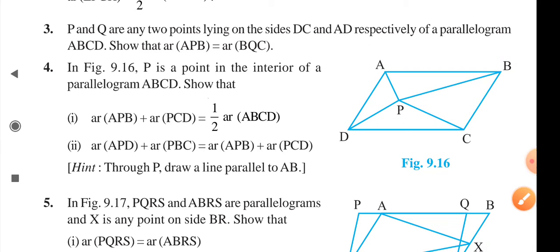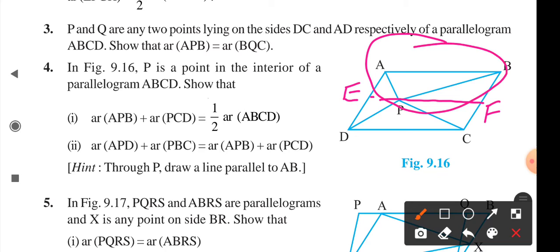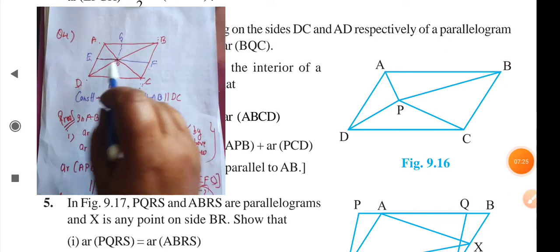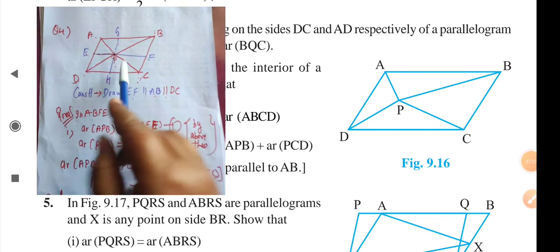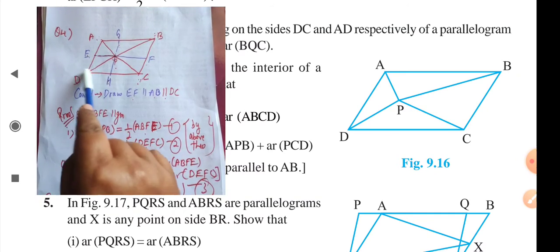By the same theorem, as we said that the EF line is parallel to the BC line, we can say that the area of APB is equal to half of the area of AFBC. I will show you how. You can see that ABCD is a parallelogram, and we have drawn a line EF which is parallel to AB. Hence this line will also be parallel to this.